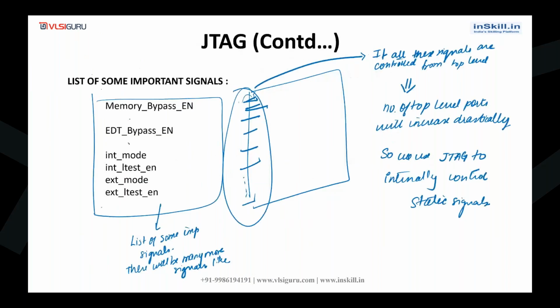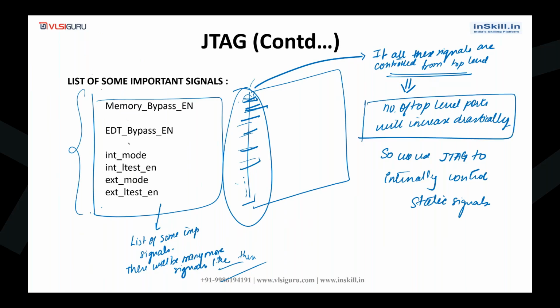Here I have kept a list of some important signals. There will be many more signals like these. If all these signals are to be controlled from the top level, that is, if you allocate a top level port to control each and every signal, then what will happen? The number of top level ports will increase drastically. So that's why we use JTAG to internally control the static signals.